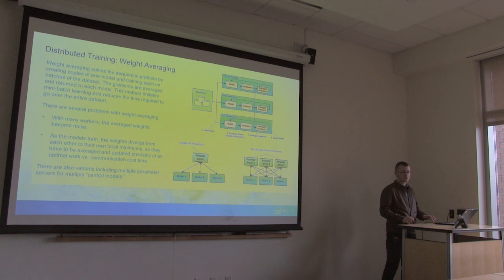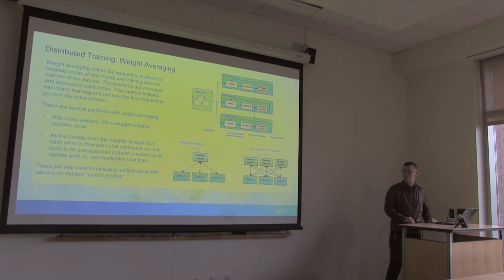This is kind of an issue because with many workers, the average gradients will become noise, so they don't help you. And then as you have a longer training period, the models diverge from each other because they will find different local minimums or different representations of the information. And so as these models diverge more and more, the average gradients will also become noise. So you have to find this careful balance between the model training time and the cost of having to average all of the weights, or the update method, and then the communication time.